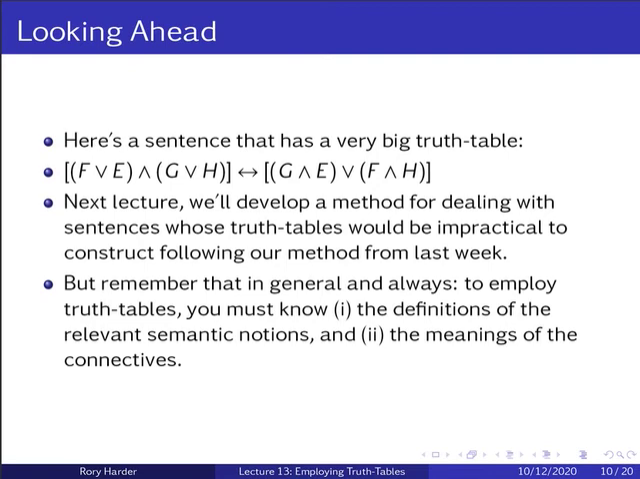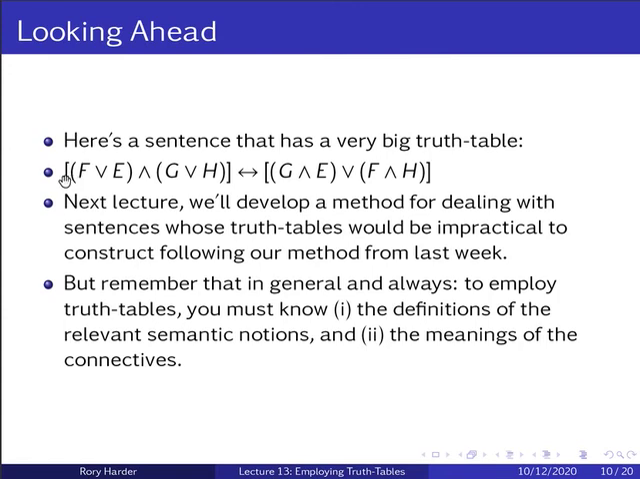Consider this sentence here. I'm not going to bother trying to read it because it would be a mouthful and very long to read. But what you should note about this sentence is that there are 4 atomic sentences: F, E, G, and H. And because there are 4 atomic sentences, the number of rows, or the number of possible combinations of truth values for these 4, will be 2 to the power of 4, which is 16. So constructing a truth table for this sentence will take a lot of rows and will be a very big truth table.